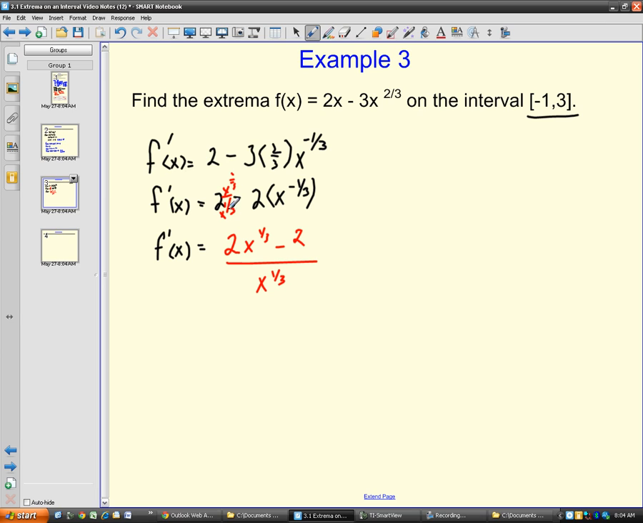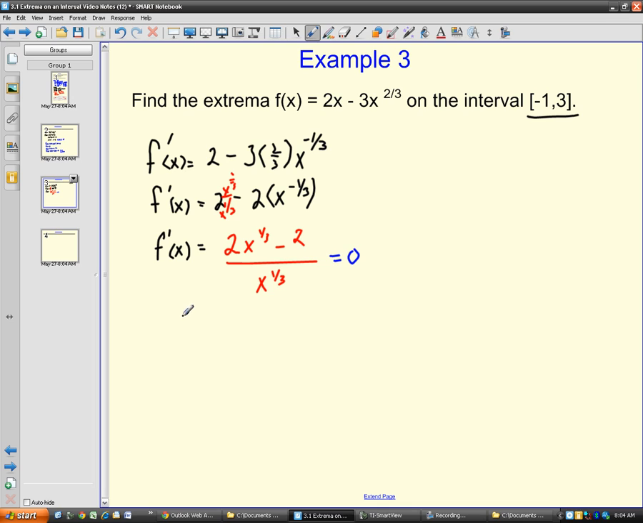And so now, at this point, since I have this as my function, I can set it equal to 0, and you'll notice that when I set this equal to 0, the x to the 1/3 on the bottom, when multiplied across to get rid of the division, will go away. So really I only have to concern myself with the top when I'm looking for maximums and minimums, setting the top equal to 0.